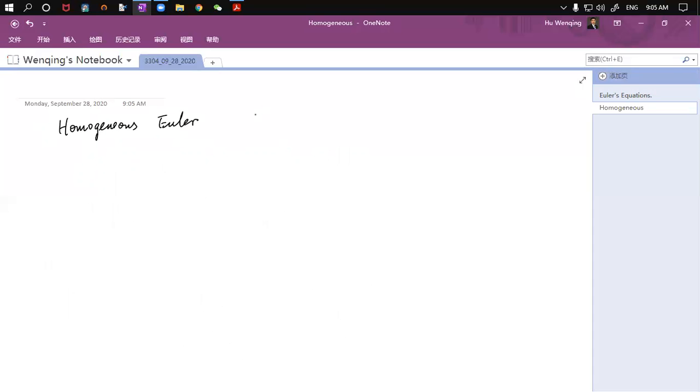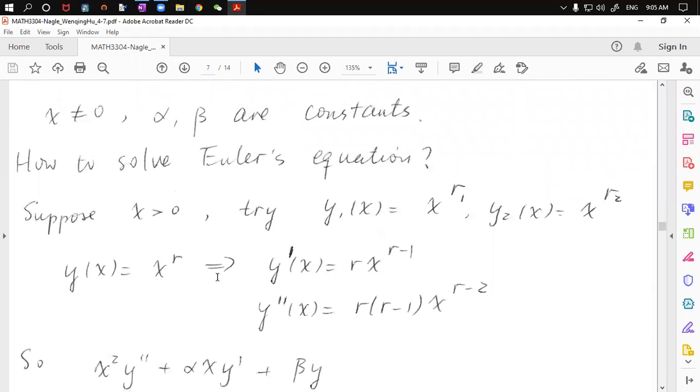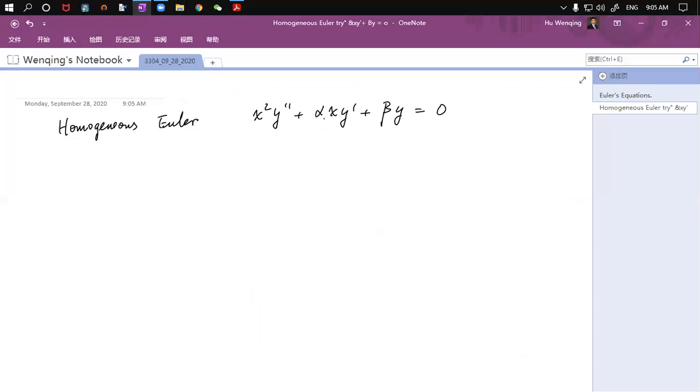A homogeneous Euler's equation looks something like this: x squared y double prime plus alpha x y prime plus beta y is equal to 0. So how do you solve them? Well, if it was a constant coefficient equation, we were trying the solution y of x is equal to e to the power of rx, something like this, right? But you can immediately see that this type of solution won't fit the Euler.